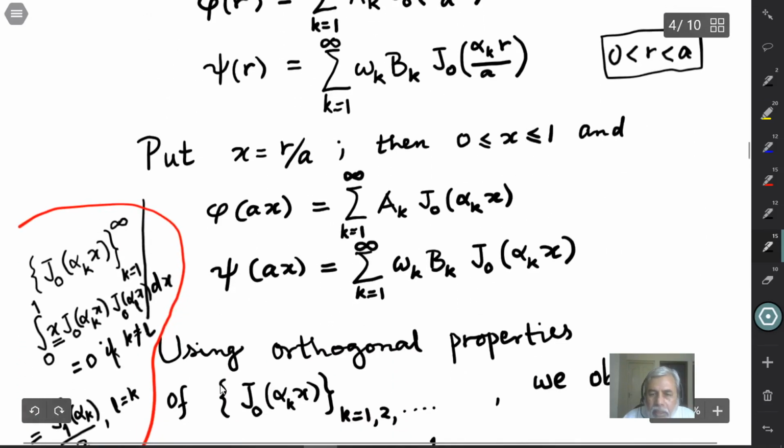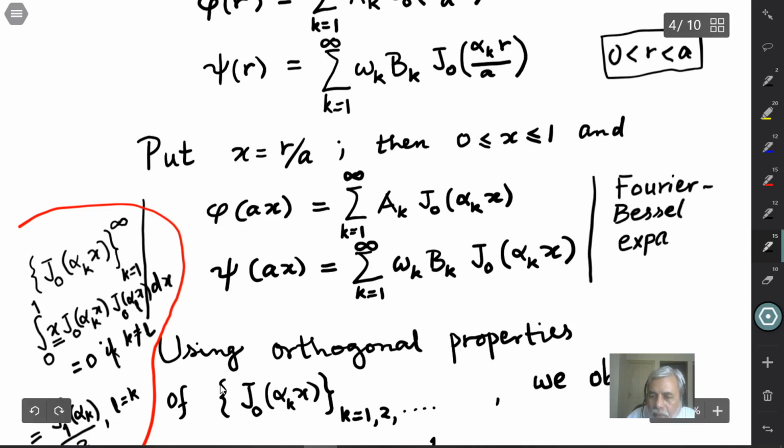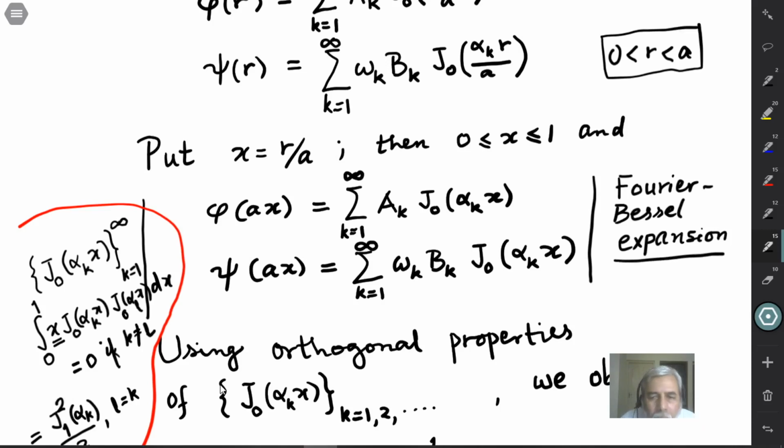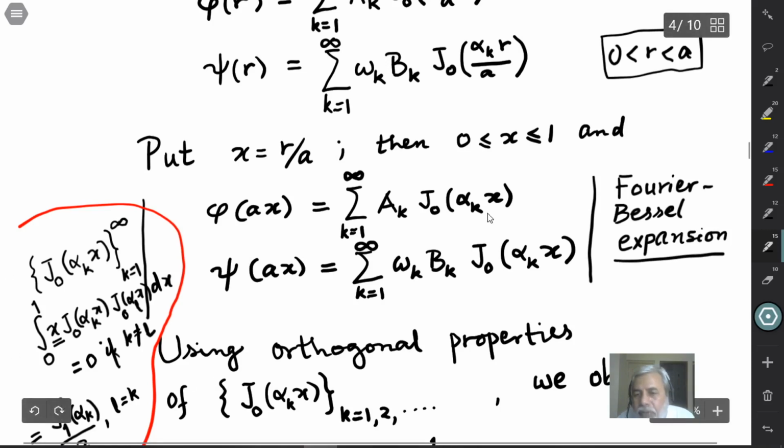So this is referred to as the Fourier-Bessel expansion. Given any orthogonal family, we can always expand any general function in terms of the members of the orthogonal family, and that's what we are doing.